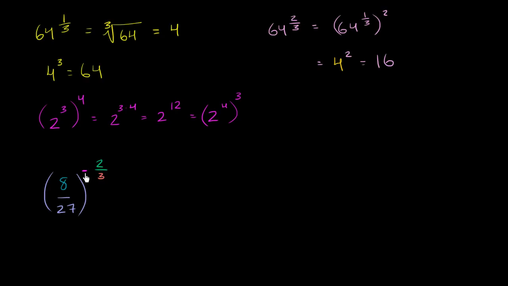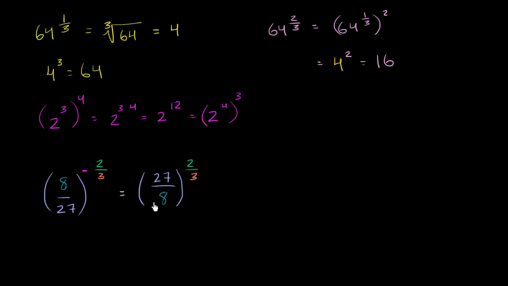Well, the first thing I do whenever I see a negative exponent is to say, how can I get rid of that negative exponent? And I just remind myself that the negative exponent really just says take the reciprocal of the base to the positive exponent. So the reciprocal of this is 27 over 8, to the positive 2/3 power. So notice, all I did was get rid of the negative sign in the exponent and take the reciprocal of the base. 8 over 27 is the base, negative 2/3 is the exponent.